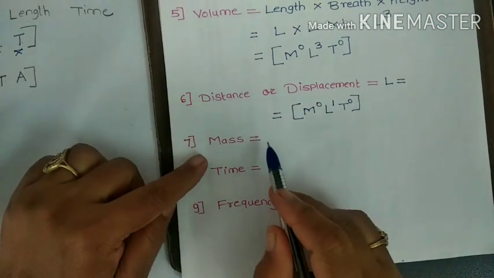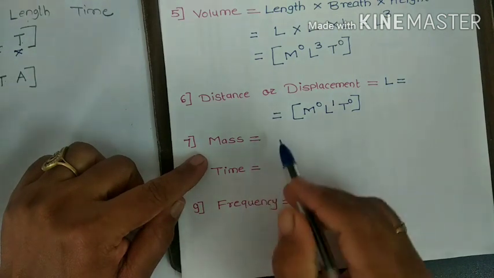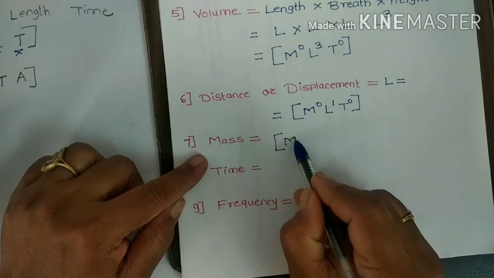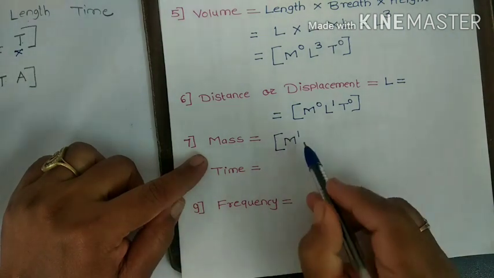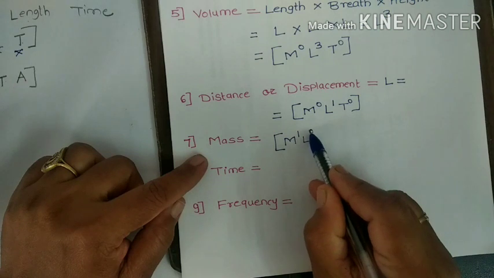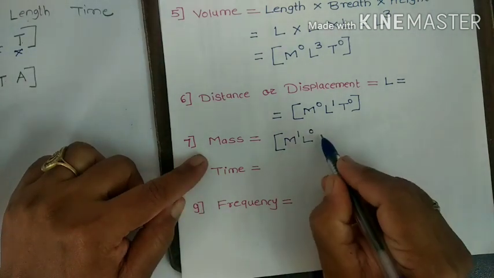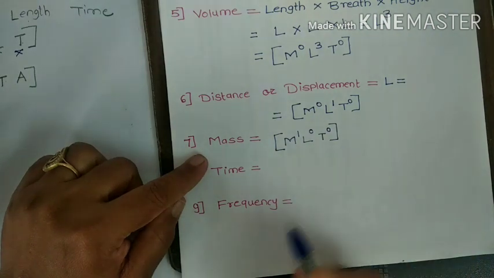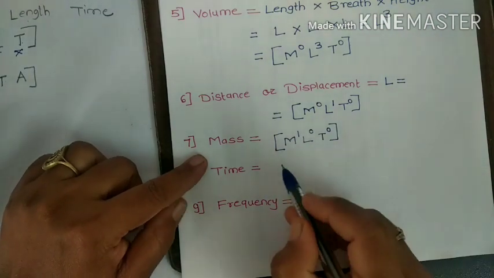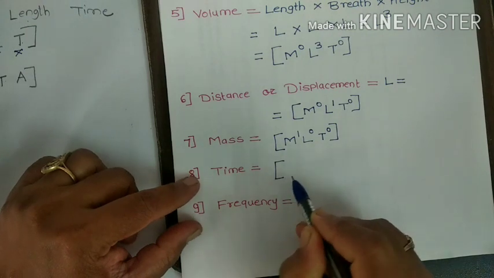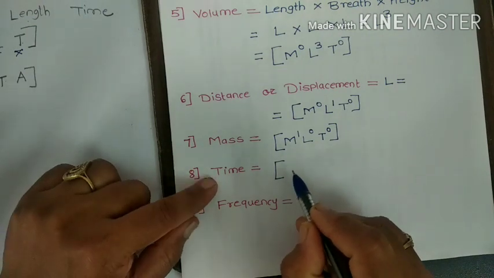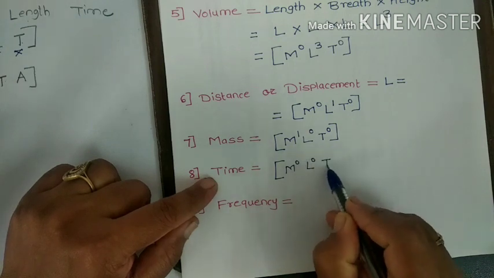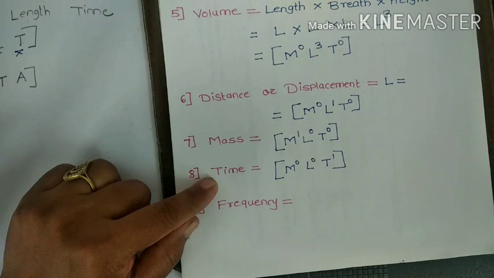Then next here we have to find out the dimensions of mass. For mass, M raised to the power 1. L is not required, therefore L raised to the power 0, and T is also not required. That's why that is T raised to the power 0. Then next we have to find out the dimensions of time. For time, mass 0, length 0 and time raised to the power 1.